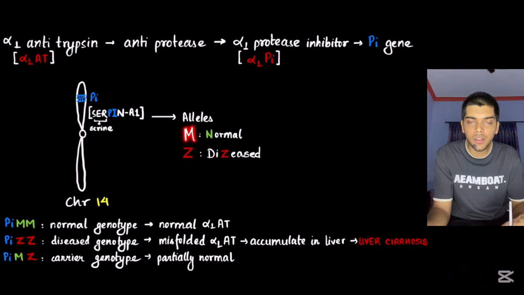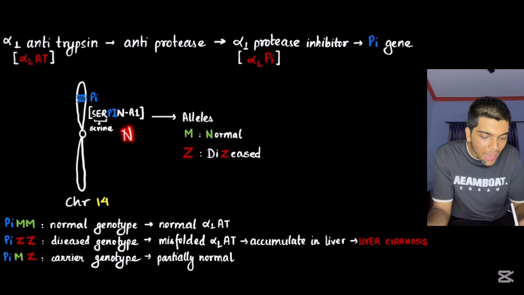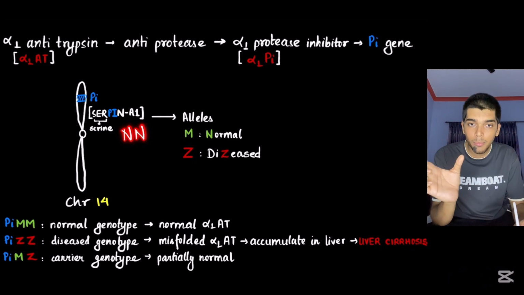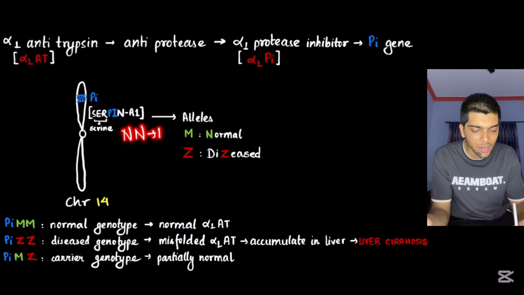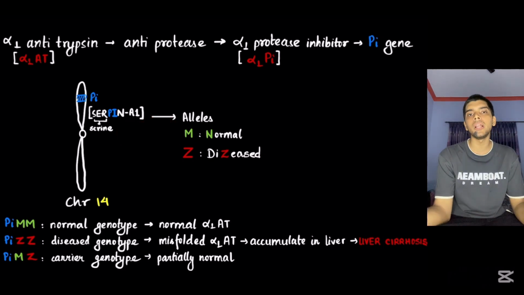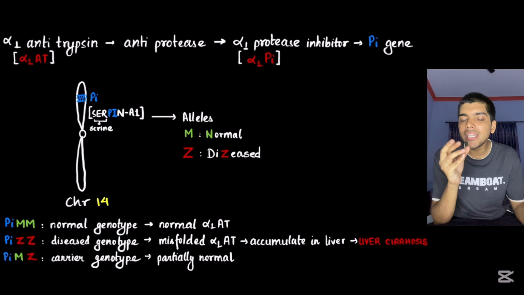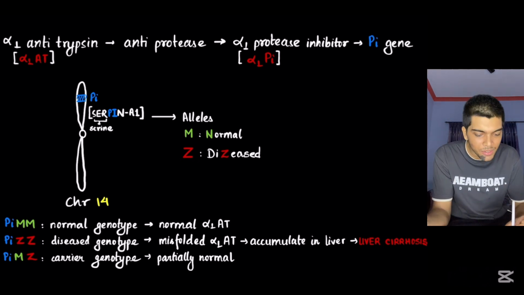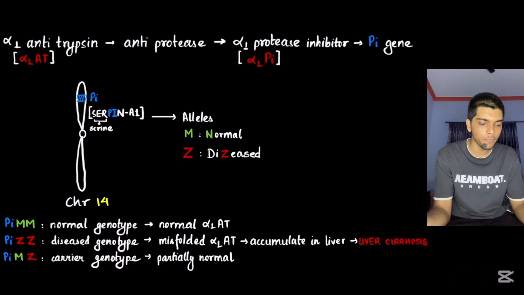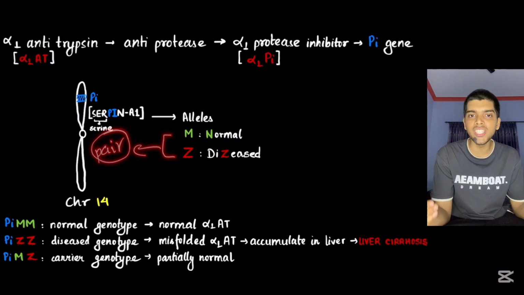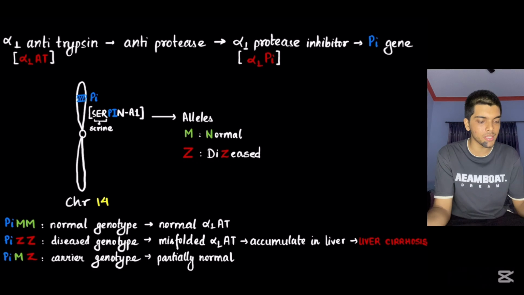The M is normal. If you combine two N's together, let's say normal, you get an M. So it's the normal allele. Then if you spell diseased with a Z, diseased, right? So Z is the diseased allele. So these alleles are obviously present in pairs. Let's look at the various genotypes formed by the allelic pairs.